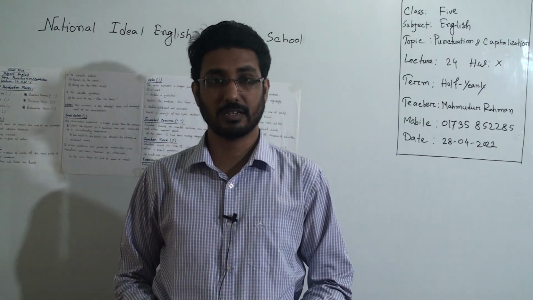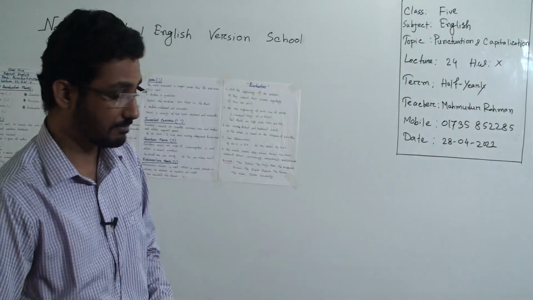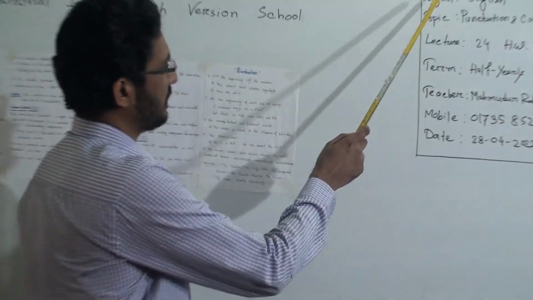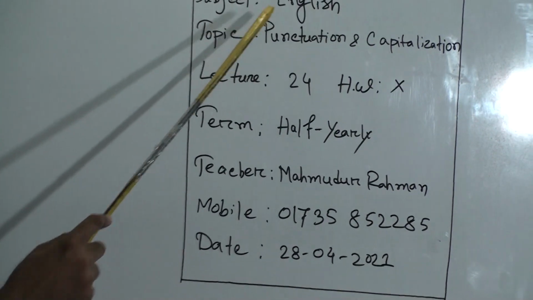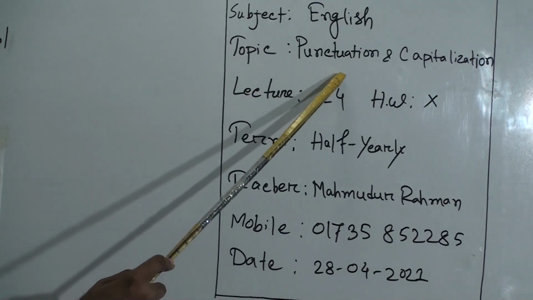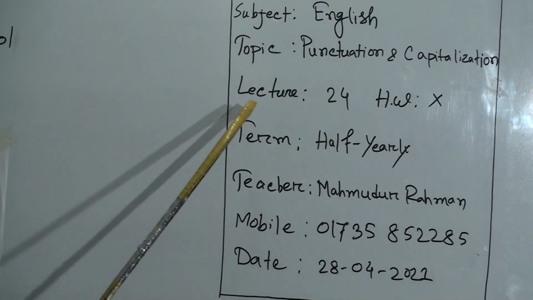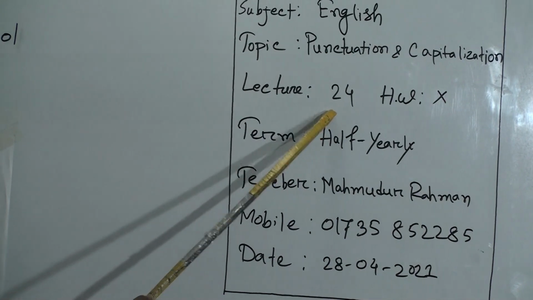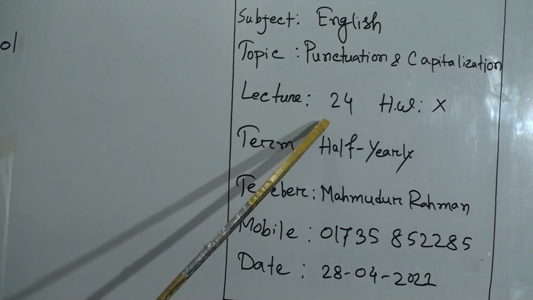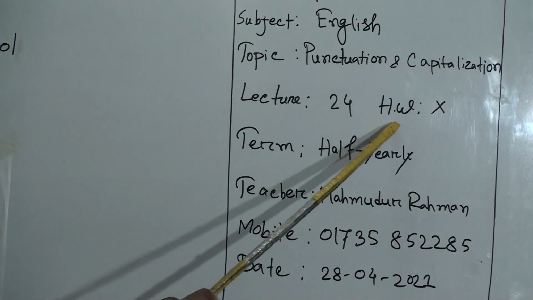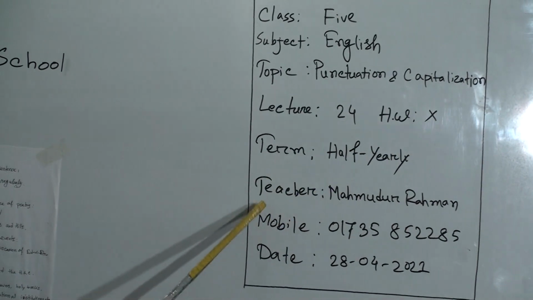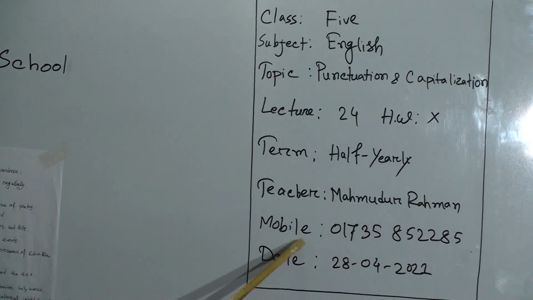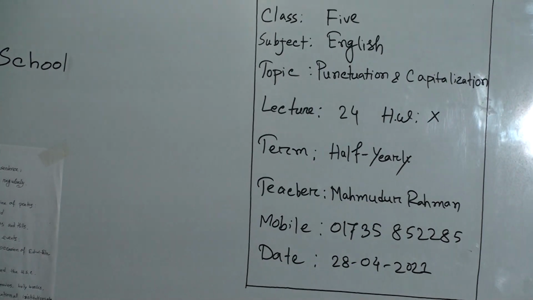Okay dear students, look at the board at first. This is our class for the students of class 5. Our today's subject is English and today's topic is punctuation and capitalization. This is your lecture number 24. I repeat again, this is your lecture number 24 and you won't have any homework for today's class. Term half yearly, teacher Mahmudur Rahman, and this is my phone number. Okay, let's start.